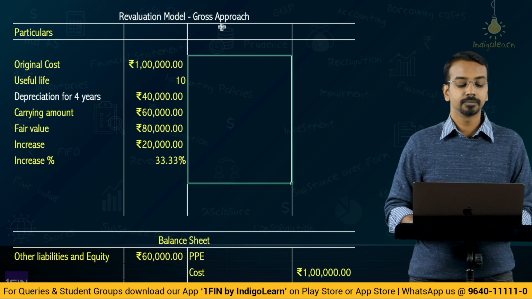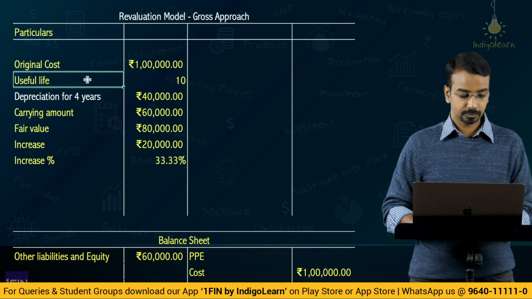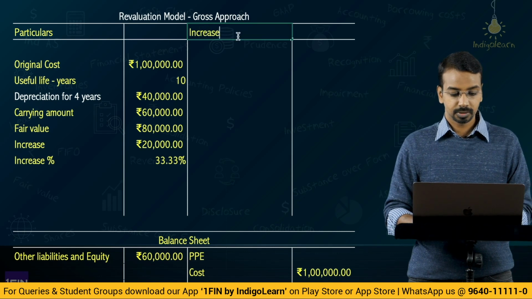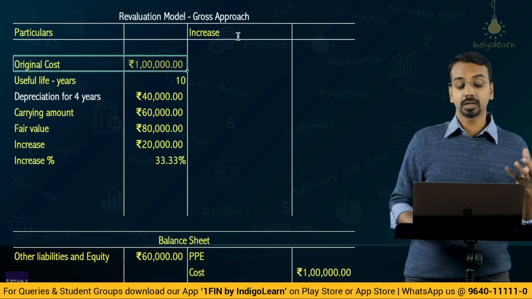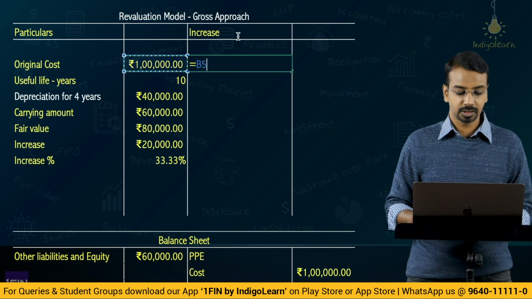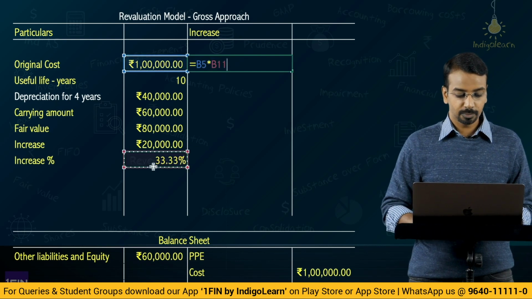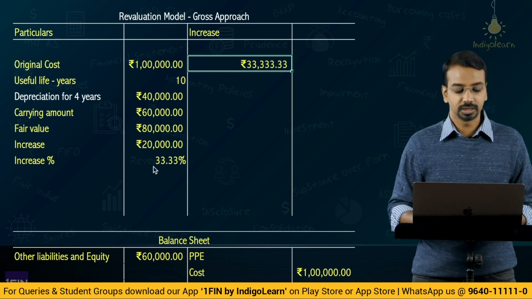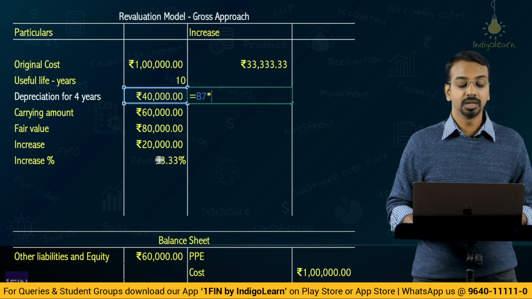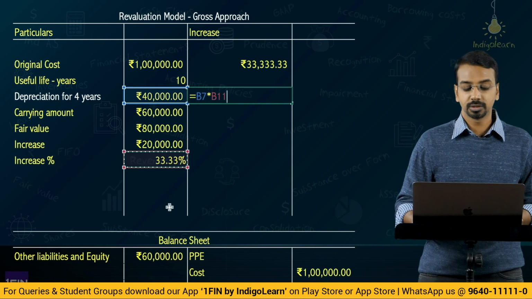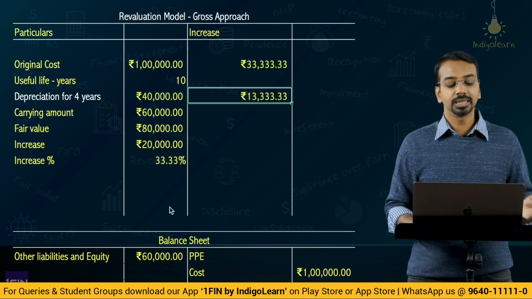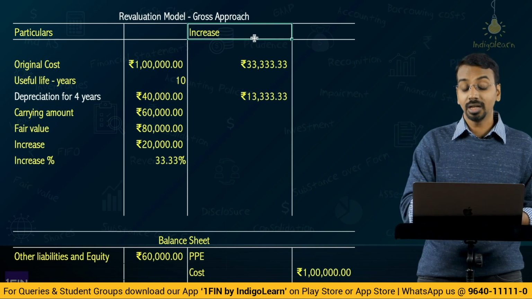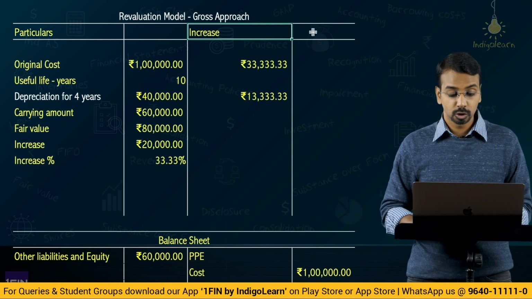We can increase that. Increase what? Increase the original cost, that is the gross carrying amount, by 33.33%. So, 1 lakh into 33.33%, that comes to 33,333.33, and depreciation by 40,000 multiplied by 33.33%, that comes to 13,333.33. So, I am actually increasing these respective amounts.